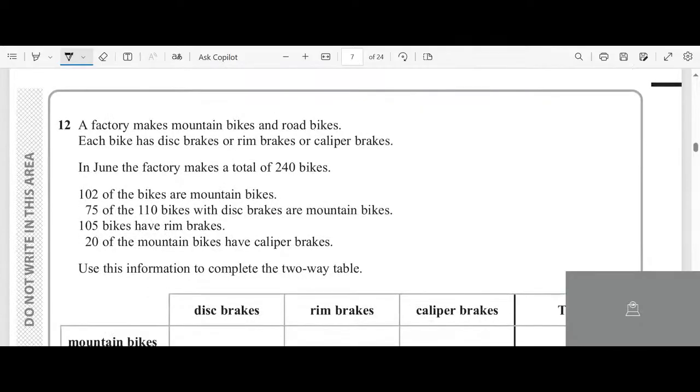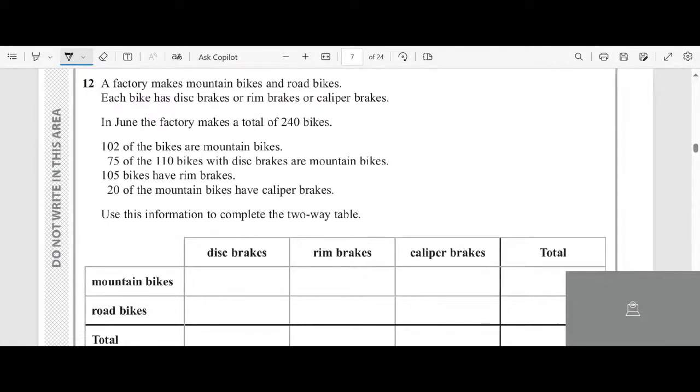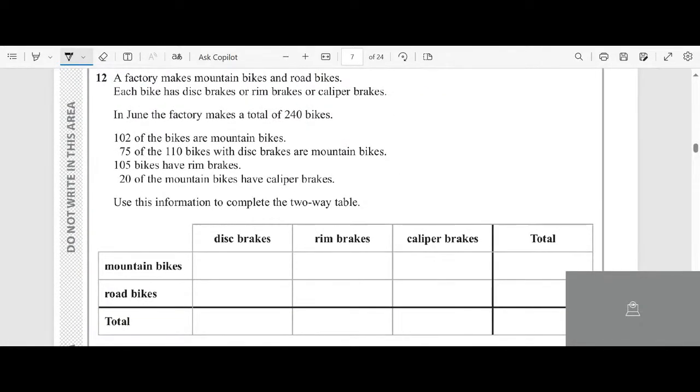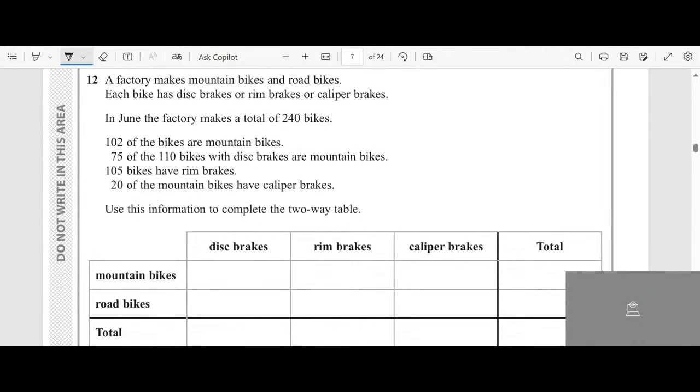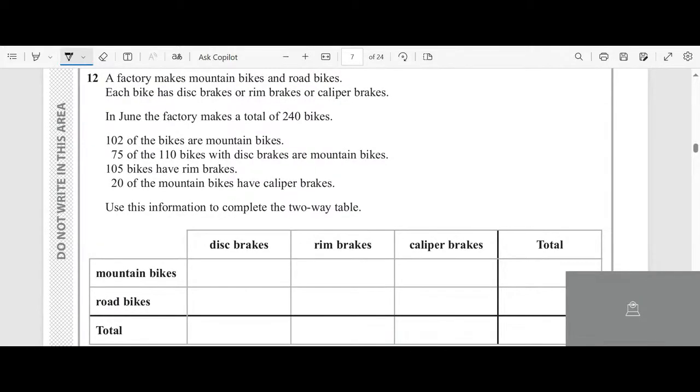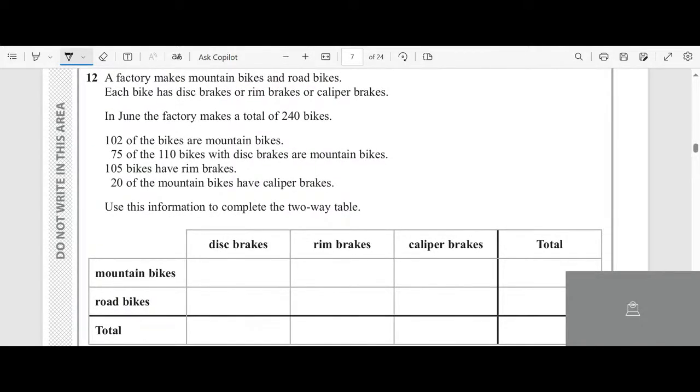Then now we go to question number 12. I want to make sure that I capture everything here, so I'm trying to squeeze down my working a little bit. I think that is okay. Now we can look at it. We're told that a factory makes mountain bikes and road bikes. Each bike has a disc brake or rim brake or a caliper brake.